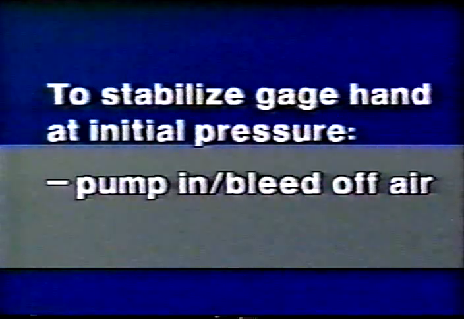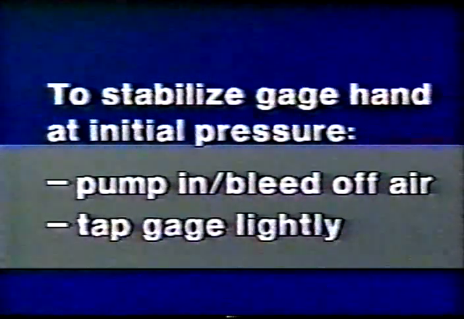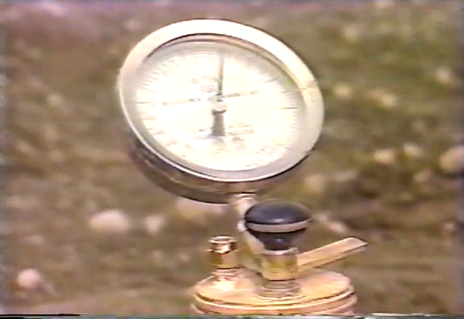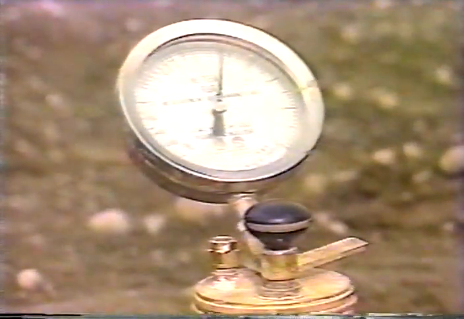To stabilize the gauge hand at initial pressure, air is pumped in or bled off as necessary, and the gauge is tapped lightly. Next, both petcocks are closed and the thumb lever is pressed down. This releases the air into the bowl. The sides of the bowl are tapped sharply with the mallet, and the gauge is tapped gently with the fingers until the dial hand stabilizes.